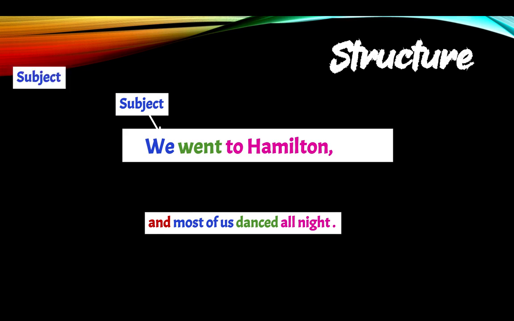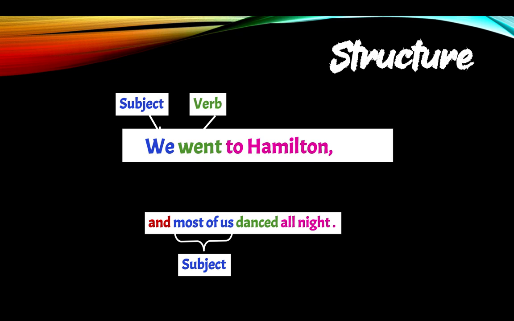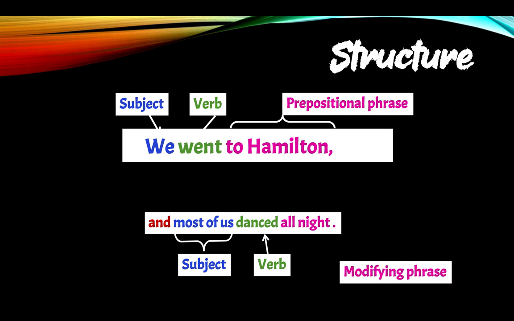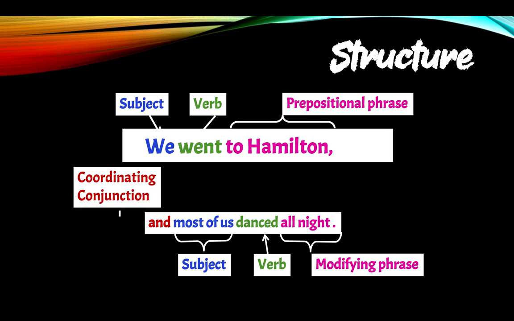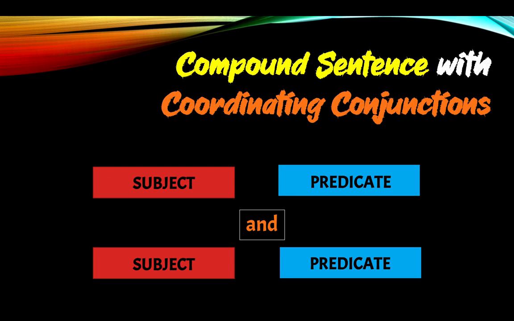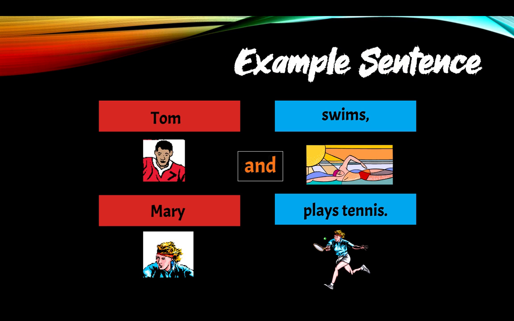We have we as a subject and most of us as a subject too. Then we have a verb, went, and danced is a verb. To Hamilton is a prepositional phrase, like I said. Then all night we have a modifying phrase. Coordinating conjunction and, predicate, went to Hamilton and danced all night. They are both independent clauses connected with a coordinating conjunction, in this case, and. So, subject predicate connected with and, right? Yes, as simple as that. Like, for example, Tom swims and Mary plays tennis.